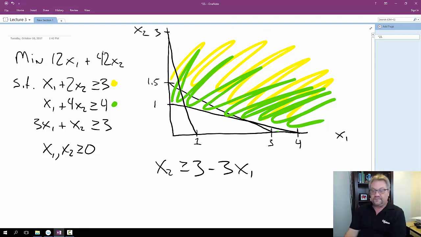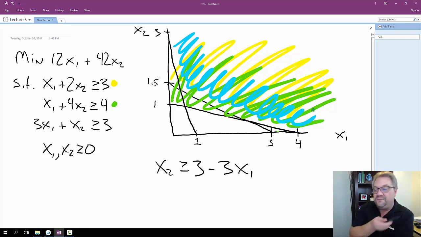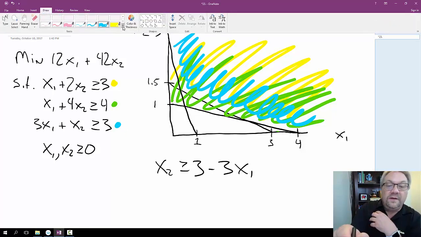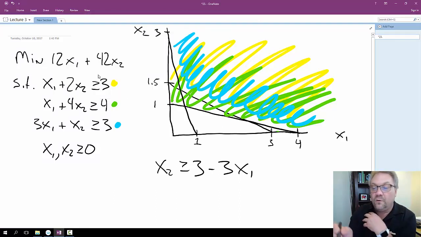So here, you can already see it's going to be this area here. I'm not going to confuse everyone and draw all this in, because you can already see what area satisfies all three constraints. It's everything out here. So I'm going to do the trick that I learned from the last class. Okay, so what area are we talking about here?